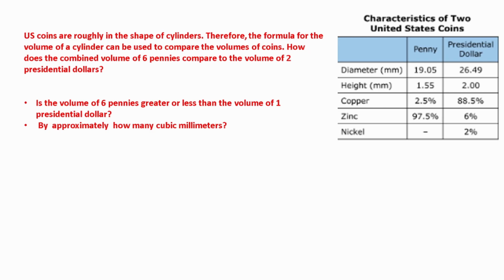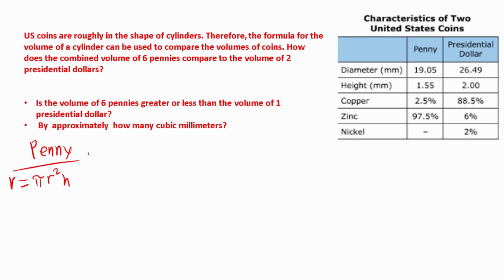So let's first find the volume of a penny. Remember our volume of a cylinder is pi r squared h. And once again, we're not going to multiply by pi here because we don't need to. Actually, we might need to because they want to know by how many cubic millimeters. So we're just going to multiply everything out.